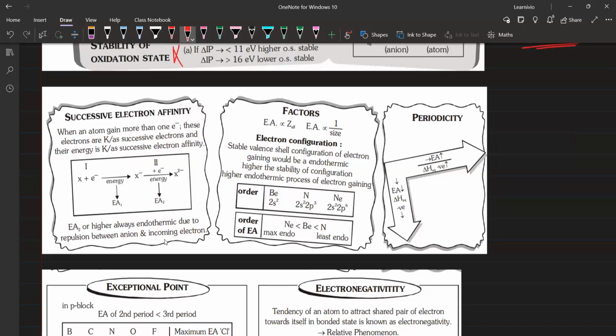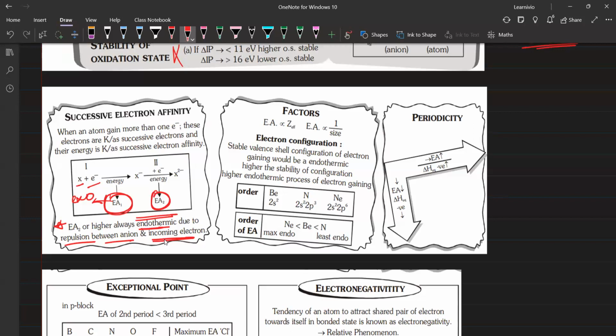The successive electron affinity means that you have an atom, you add one electron, that will be the first electron affinity. You add one more electron, it will be the second electron affinity. EA2 or higher, compared to the first, the second, third, and fourth are always endothermic due to the repulsion between the anion and the incoming electron. This is very important. EA1 is generally exothermic. But the second electron gain enthalpy is always endothermic. That means it is always going to require energy because of the repulsion between the negatively charged anion and the incoming electron, which is also negatively charged.